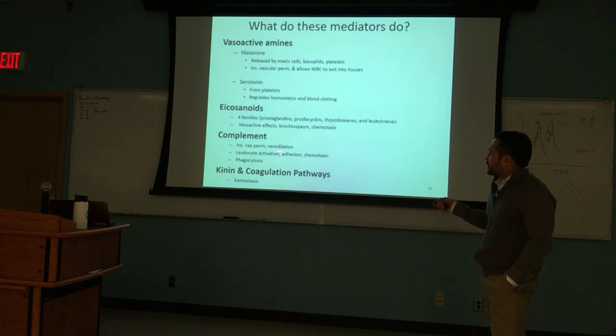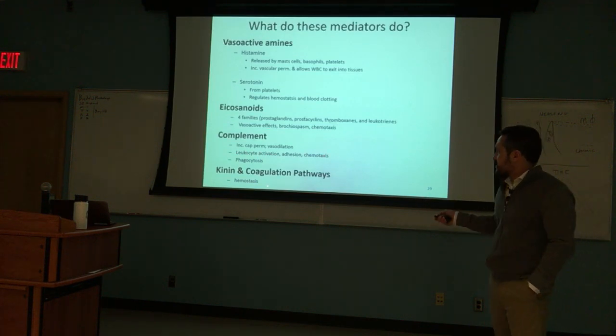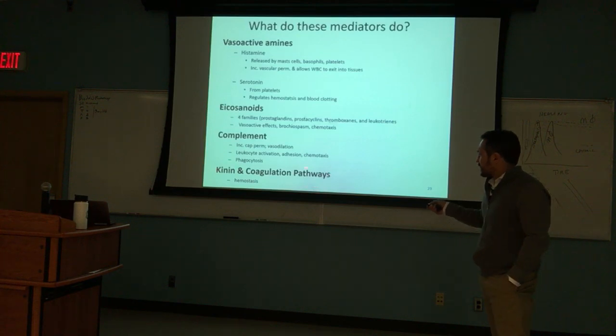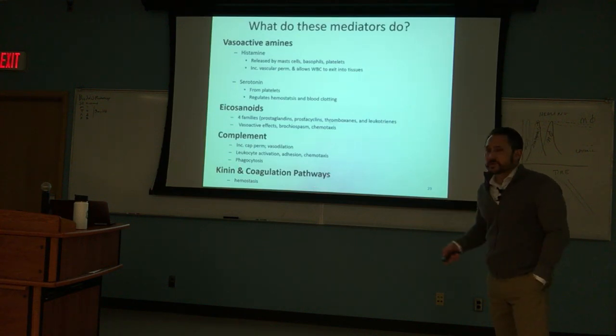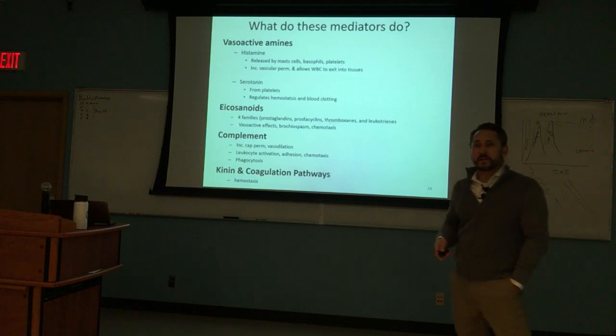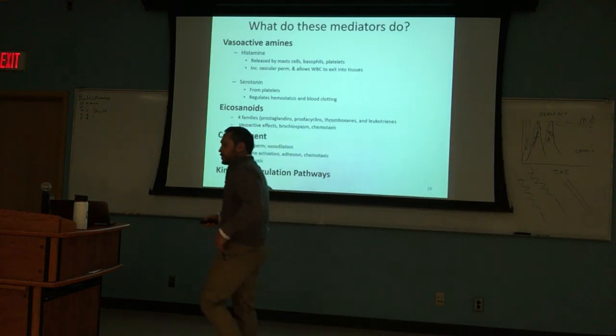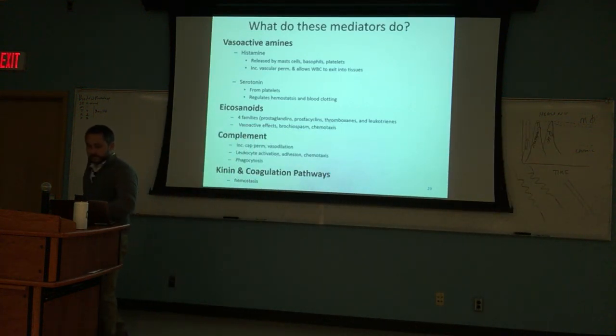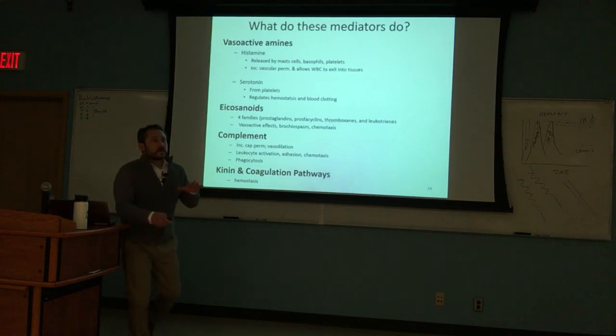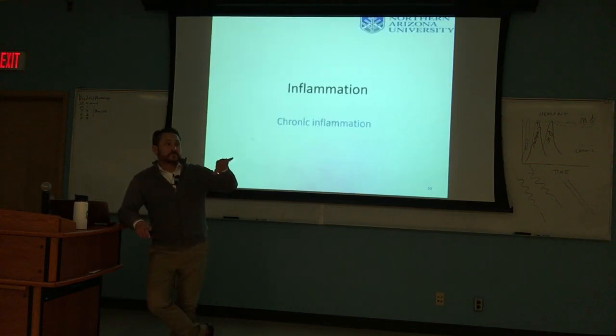Okay, complement increases capillary permeability, causes vasodilation, triggers leukocyte activation, adhesion, and chemotaxis, and facilitates phagocytosis. And then lastly, kinin and coagulation pathways play into controlling blood clotting. Questions? Okay. That summarizes acute inflammation.